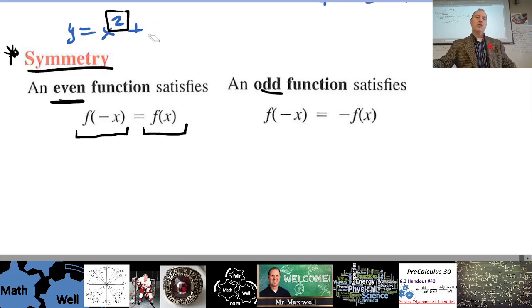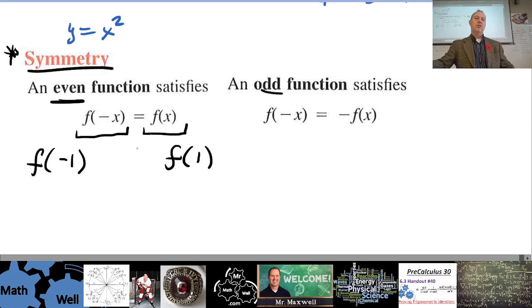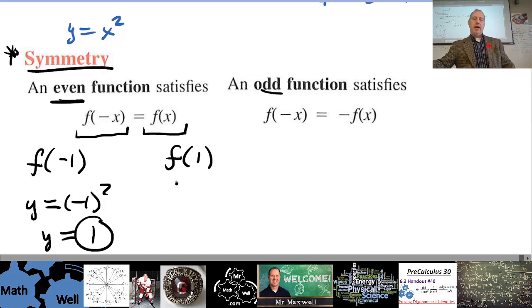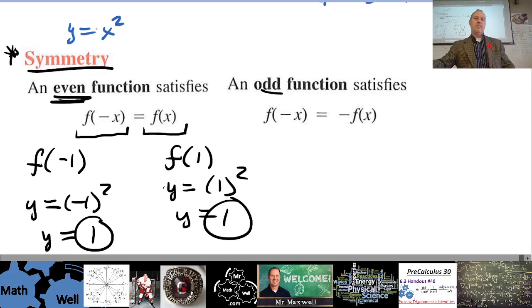So let's take y equals x squared, for example. If I plug in f of, and you know what, -1 and +1 are always good to try if you can, because they're easy. To plug in -1, -1 squared is 1. So we have y equals (-1) squared, y equals 1. So f of -1 is 1. f of +1 is going to be y equals (+1) squared, which is also 1. So this tells us that y equals x squared is in fact an even function.